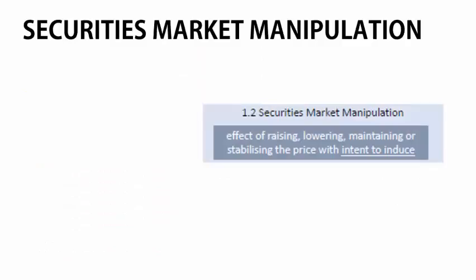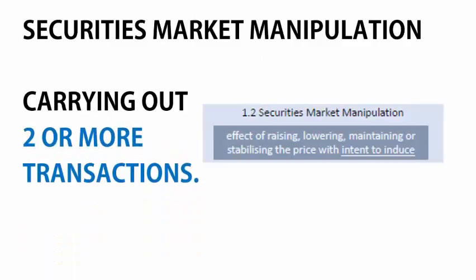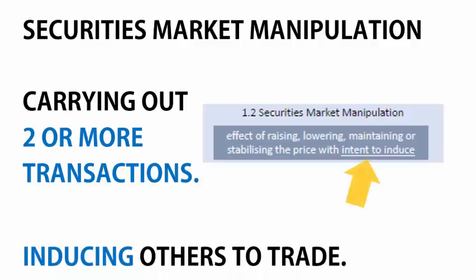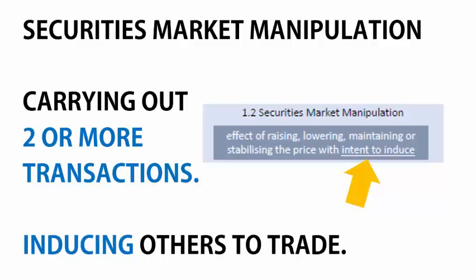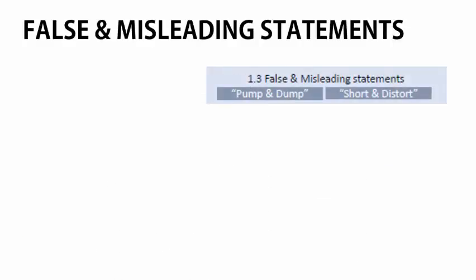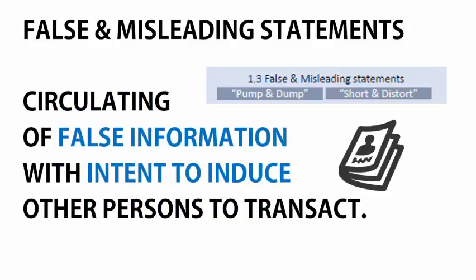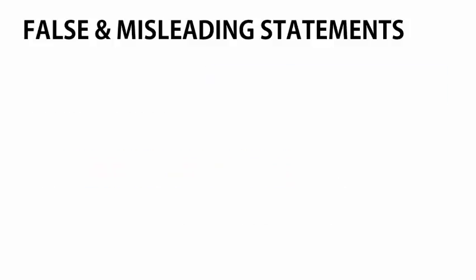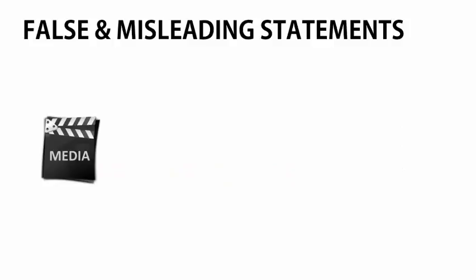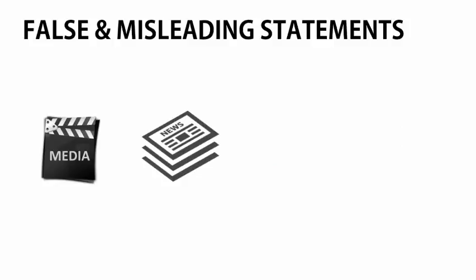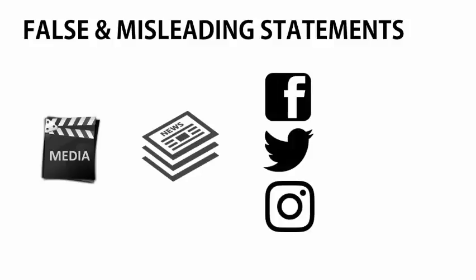The next is securities market manipulation. This involves carrying out two or more transactions with the effect of raising, lowering, maintaining, or stabilizing the price with the intent to induce. The keyword here is inducing others to trade. False and misleading statements. This involves circulating false information with intent to induce other persons to transact in the security. It can be through any form of media, through printed publications, through social media, as well as by word of mouth.